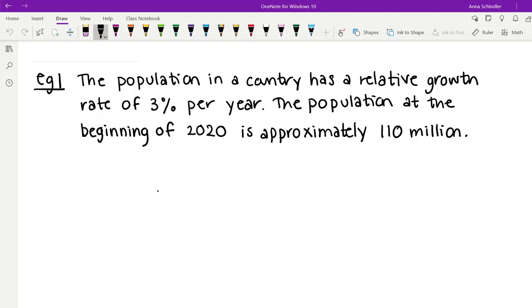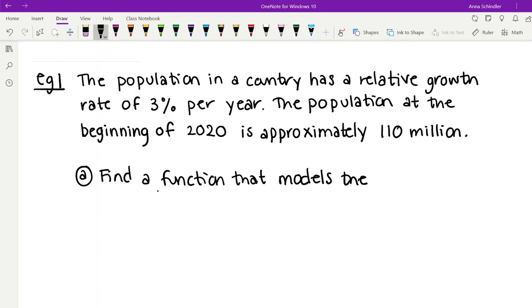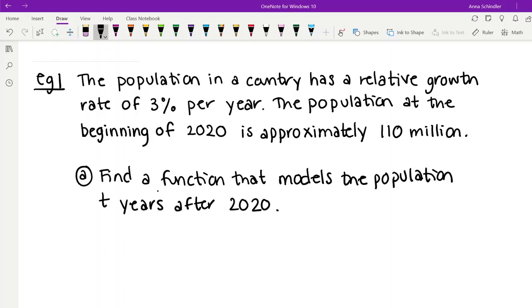So the first question we want to answer is to find a function that models the population t years after 2020. All we need to do here is figure out what C is and what R is, and then put them into our formula. We know that our formula is going to look like this, right?